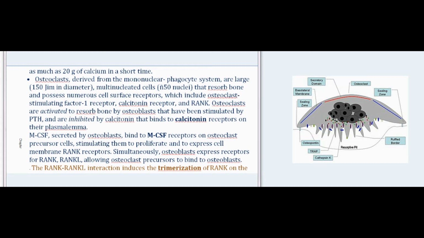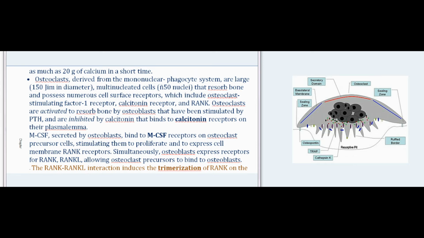Osteoclasts, derived from the mononuclear phagocyte system, are large, 150 µm in diameter, multinucleated cells, >50 nuclei, that resorb bone and possess numerous cell surface receptors, which include macrophage colony-stimulating factor 1 receptor, calcitonin receptor, and RANK. Osteoclasts are activated to resorb bone by osteoblasts that have been stimulated by PTH, and are inhibited by calcitonin that binds to calcitonin receptors on their plasmalemma.